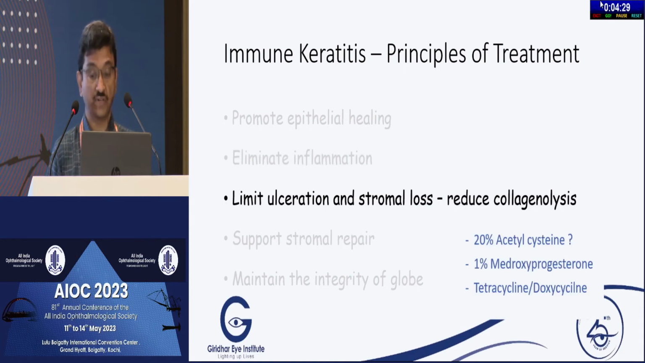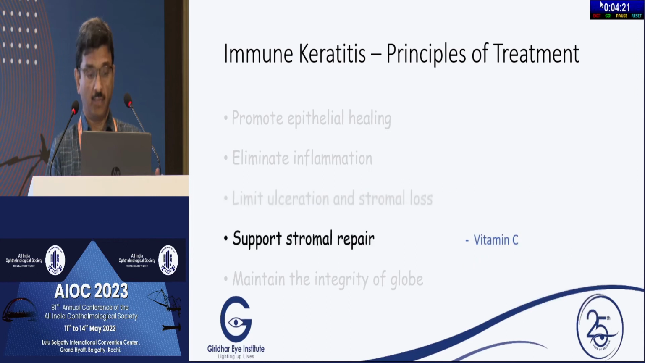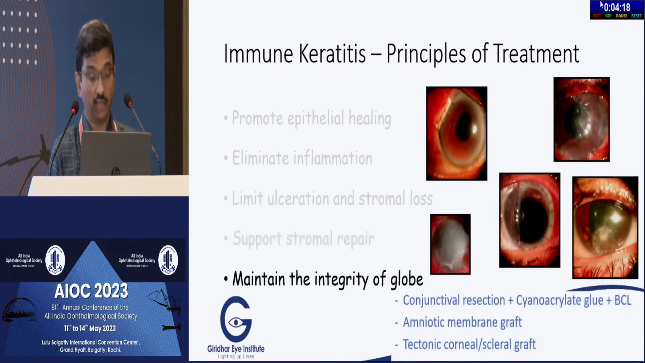Limit the ulceration and reduce the collagenolysis. What is commonly used is doxycycline. The others may have a role if you have access to these. Vitamin C may help here. Then to maintain the integrity of the globe, in peripheral ulcers, especially Mooren's, if there is active inflammation going on, you can think about conjunctival resection, along with cyanoacrylate glue to support the thinned cornea, and a bandage lens to make the patient asymptomatic. You can consider an amniotic membrane graft in such extensive thinning.